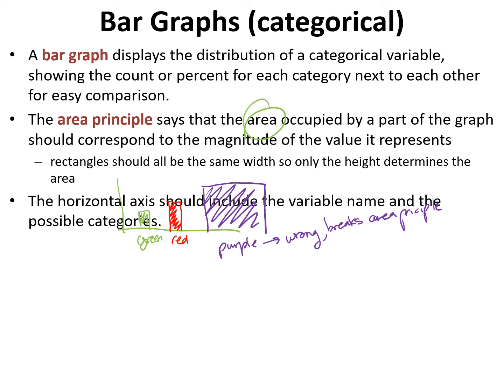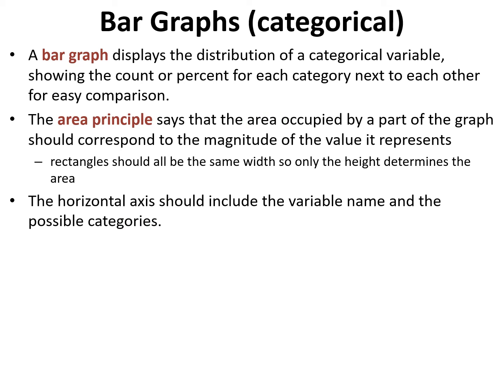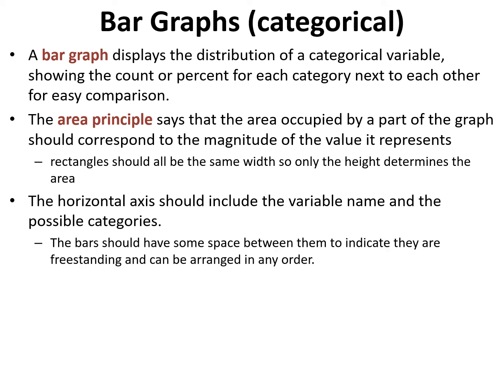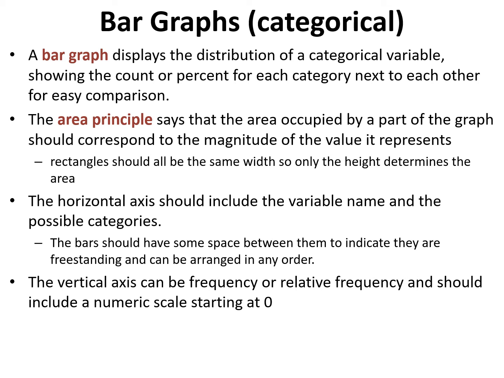The horizontal axis should include the variable by name and the possible categories. These are what I call easy points. Don't miss the easy points of labeling an axis clearly, for example. Make sure you space the bars well, it's consistent, and on the vertical axis, where you're giving either frequency or relative frequency, always start at 0. Otherwise, the graph can be misleading.